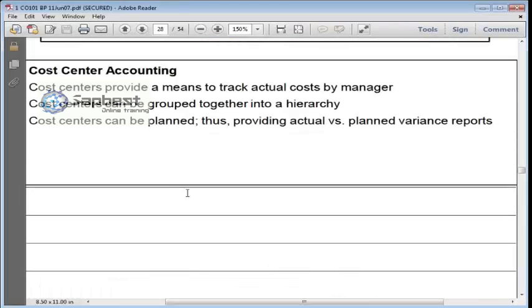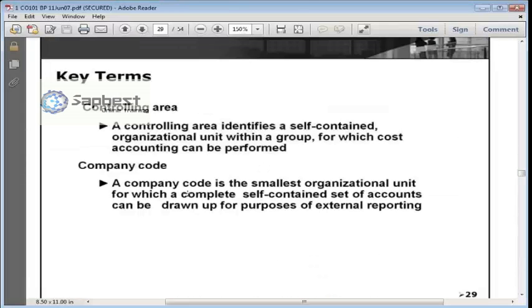Cost centers provide a means to track the actual cost by the manager who's responsible for it, right? I'm a production manager, I'm an IT manager, I am an HR manager, I'm a sales and marketing manager. Everybody in the organization will have a cost center assigned to them, and that's the way they can track the cost assigned to their organization. Cost centers can be grouped together in a hierarchy. Cost centers can be planned, and you can compare actual versus plan. At the beginning of the year, I gave you a budget of $100 million. You can track the actual postings throughout the year for your operations.